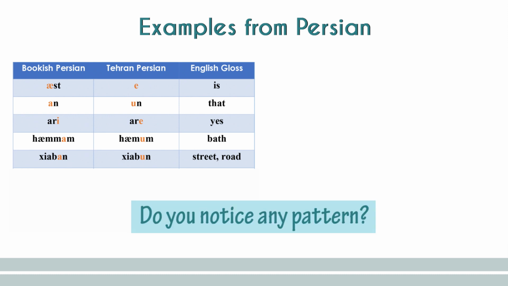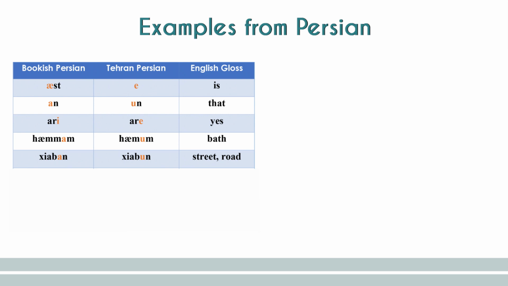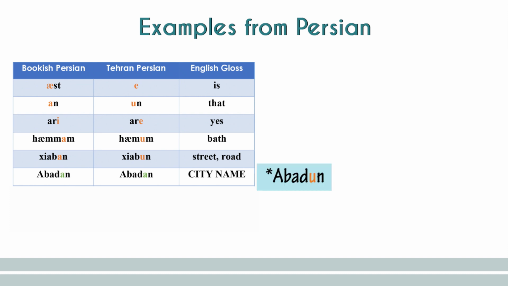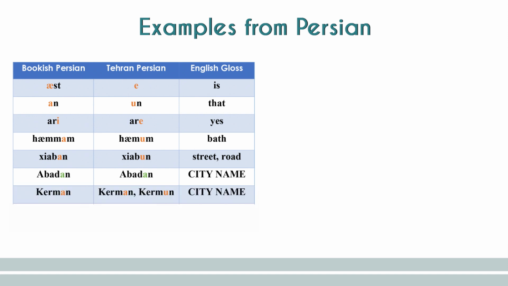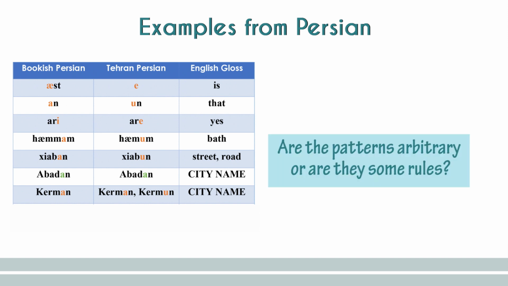By now, you should have been able to see some patterns. But then the same pattern does not apply. For example, the word Abadan is still Abadan. It does not become Abadun. It's a city name. However, there is a city called Kerman, which can be pronounced Kerman or Kermun sometimes. So it's also a city name. You could think that the pattern is arbitrary, but that's something that remains to be determined.